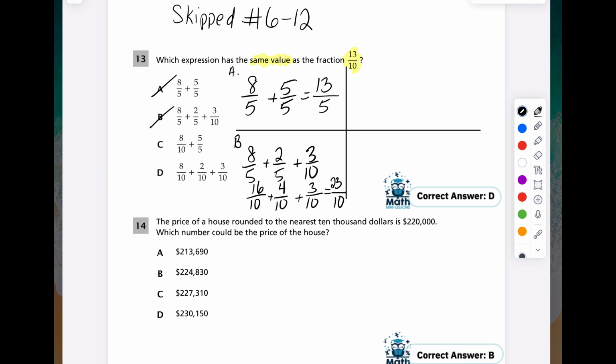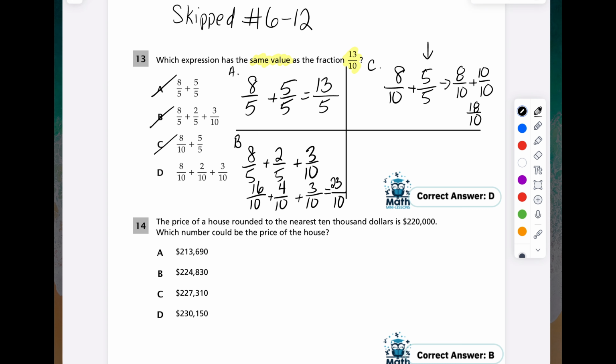We're going to delete it. Let's go to C, and we have 8/10 plus 5/5. And in this one, again, even though they're different, and I see that they're definitely different, at least this one here I know is just the same way as saying 1. So I'm going to rewrite this as 8/10 plus 10/10, just to make it easy and the same, and I get 18/10. So nope, that's not the same value.